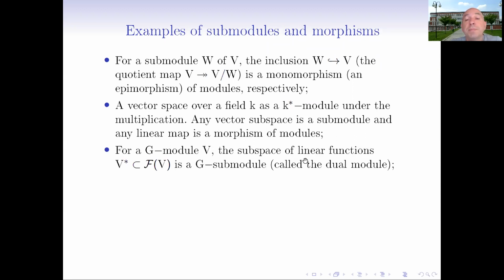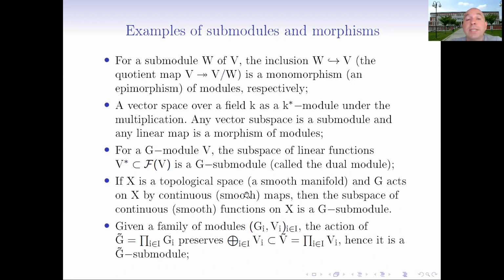For a G module V, consider the subspace of linear functions. Suppose V is a vector space and G is acting on V. If we view V as a set, we know that functions on a set admit a structure of a G module. But now we know that G is acting linearly on V, so we can take linear scalar functions from V to K. Given that the action of G is linear, the composition of two linear maps is again linear, so G preserves the subspace of linear functions. This means that V star is again a G module, and this is called the dual module.